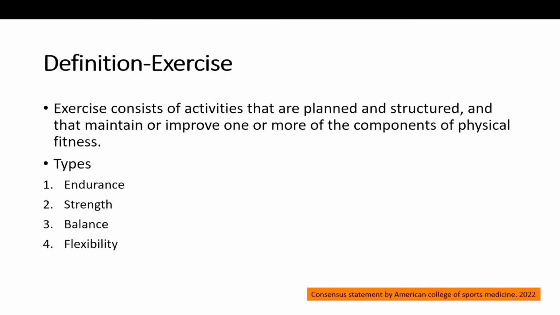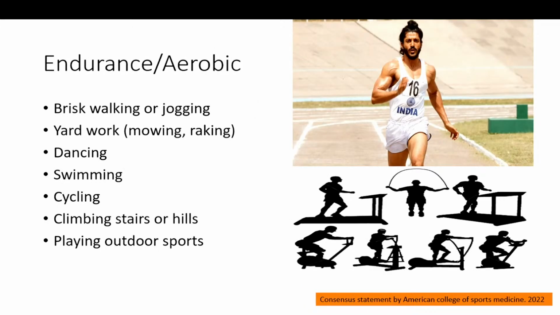So, we know that exercise consists of activities that are planned and structured and that maintain or improve one or more of the components of physical fitness. So different types of exercise include endurance or aerobic exercises, strength or resistance exercises, exercises for balance as well as flexibility. So endurance or aerobic exercises include brisk walking, dancing, swimming, cycling, or any outdoor activity which can be done.